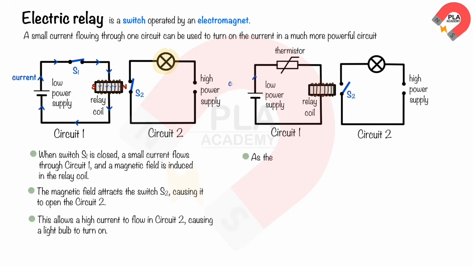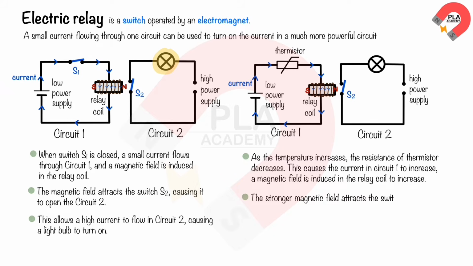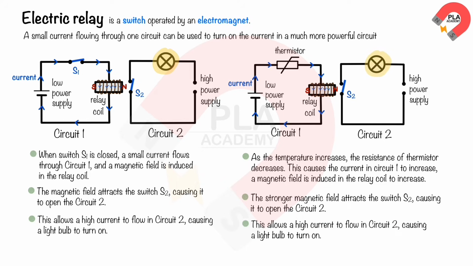As the temperature increases, the resistance of the thermistor decreases. This causes the current in circuit 1 to increase. The magnetic field induced in the relay coil increases. The stronger magnetic field attracts the switch S2, causing it to close circuit 2. This allows a high current to flow in circuit 2, causing a light bulb to turn on.